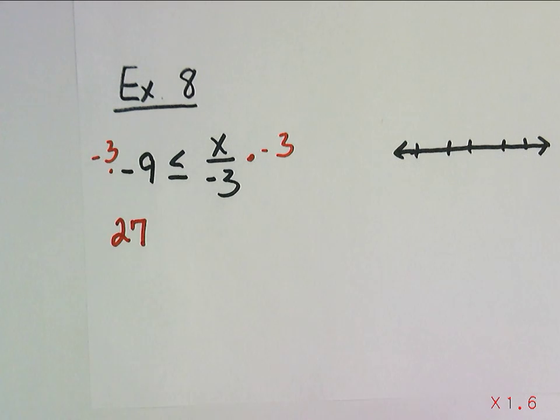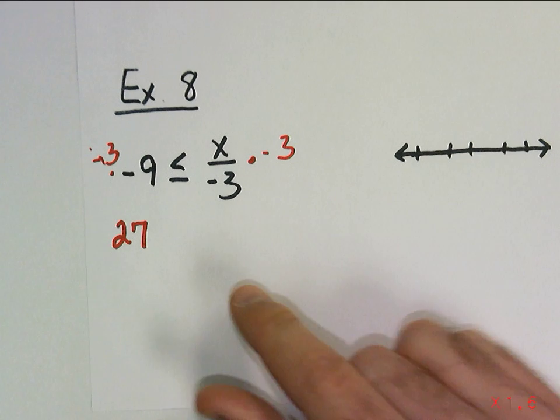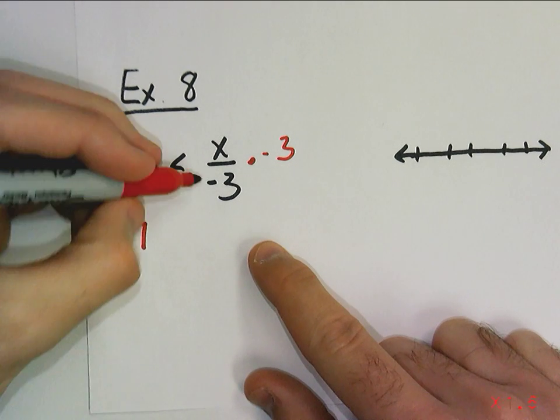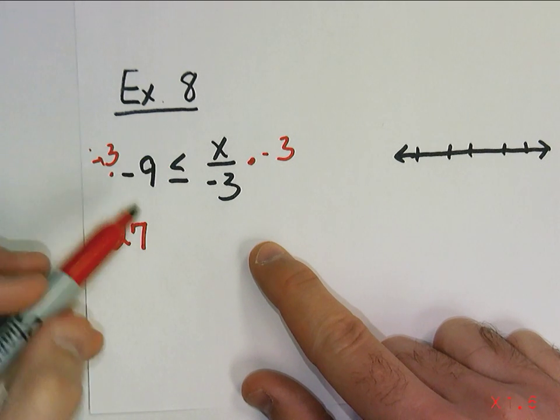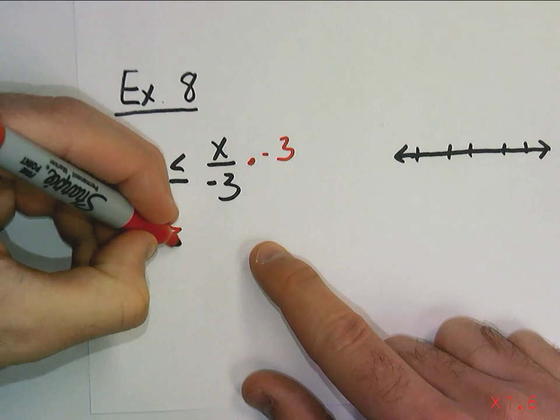Now in my brain an alarm is going off that I multiplied by a negative. Oops, I didn't mean to draw on there. I multiplied by a negative, so I need to flip this inequality. So right now it says less than or equal to. I want it to say greater than or equal to.